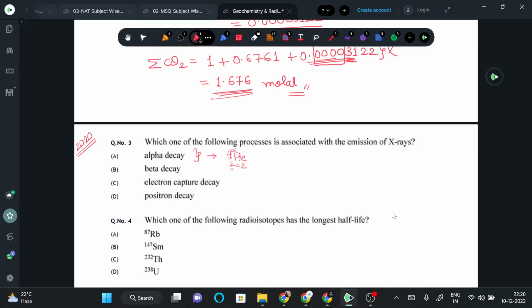All right. With beta decay, what does beta decay have? One electron is released, right?